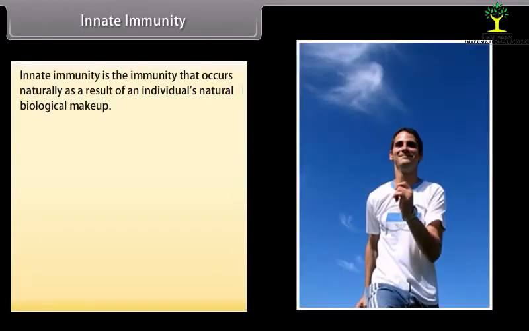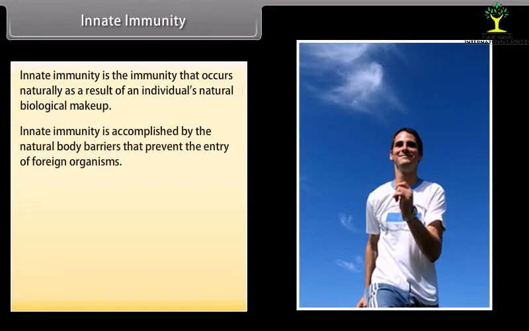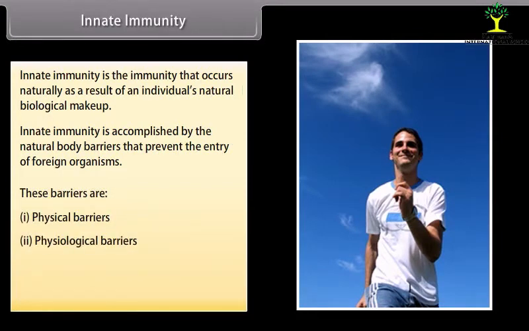Innate immunity. Innate immunity is the immunity that occurs naturally as a result of an individual's natural biological makeup. Innate immunity is accomplished by the natural body barriers that prevent the entry of foreign organisms. These barriers are physical barriers, physiological barriers, cellular barriers, cytokine barriers.